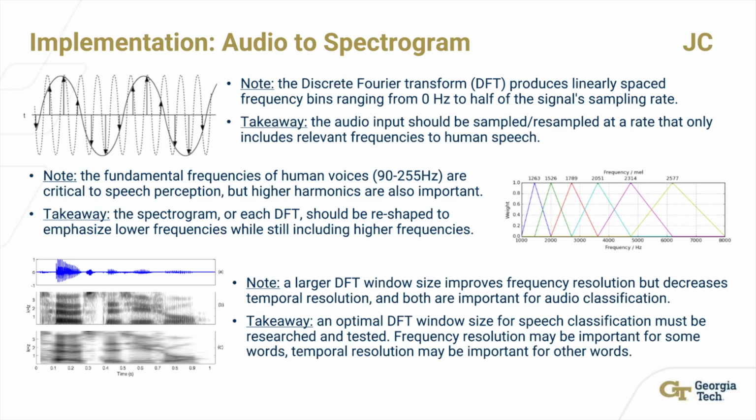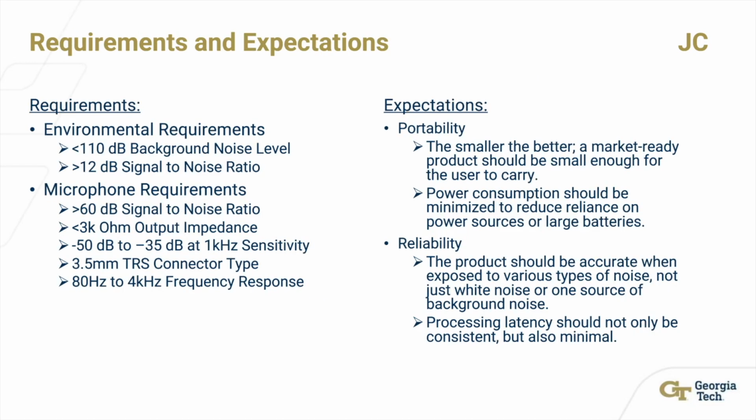The other thing we can tweak is our window size, so how long of a time period we're doing a DFT over. That will give you a trade-off between frequency resolution and time resolution, which we can get into later. Moving on to our requirements, we had our environmental requirements and our microphone requirements. Our environmental requirements are having a certain level of background noise, less than 110 decibels, and greater than 12 decibel signal to noise ratio.